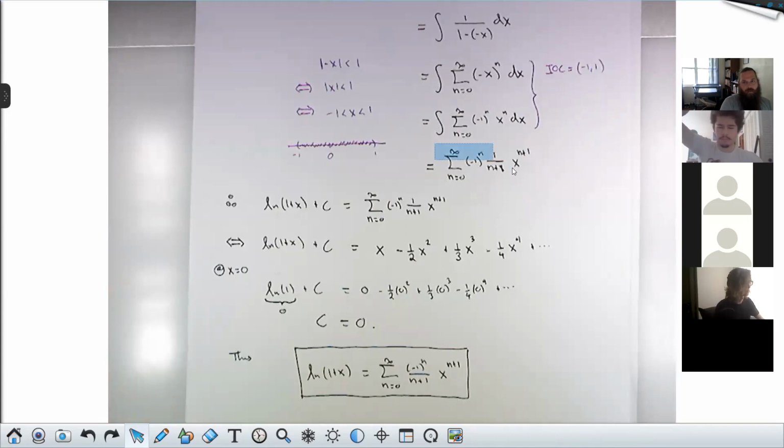So what are the possible IOCs here? It could be the same. Maybe we don't pick up any endpoints, or we could pick up the left endpoint and not the right, meaning it could be left closed, right open, or it could be totally closed, like the arctan series where you pick up both endpoints when you integrate. Imagine I plug 1 into this series. I plug in 1 for x. What's the output?